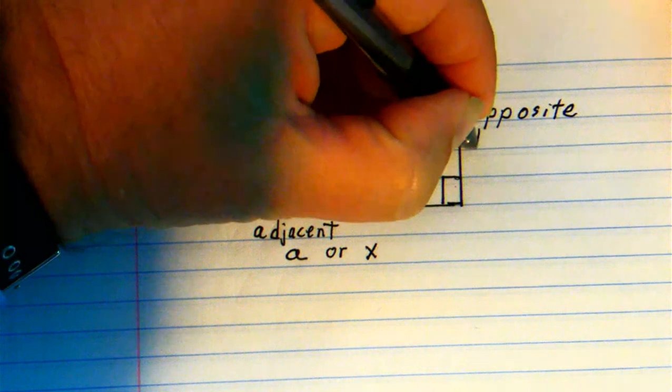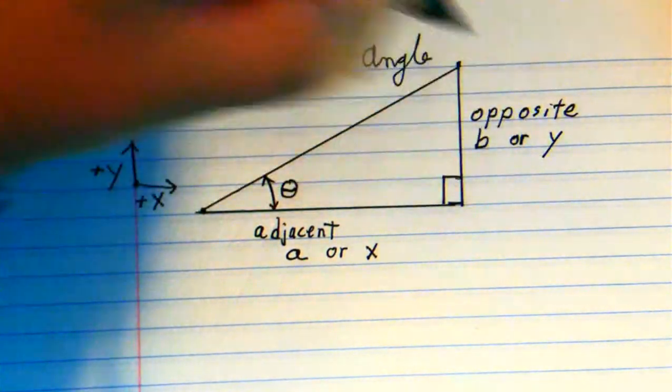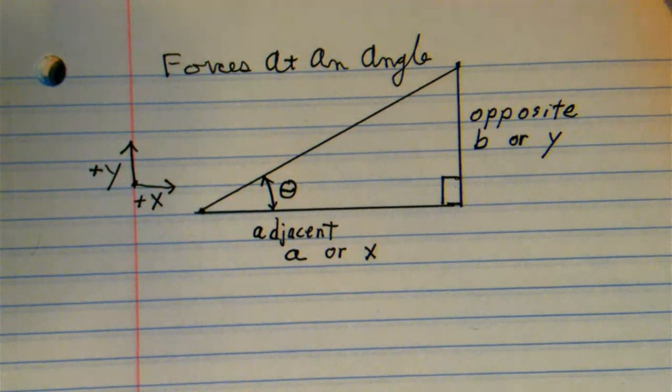You could call it B. Other style would be to call it Y. And don't ask why. I'm telling you why.